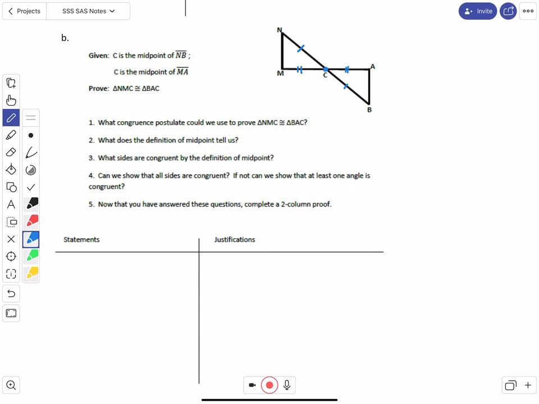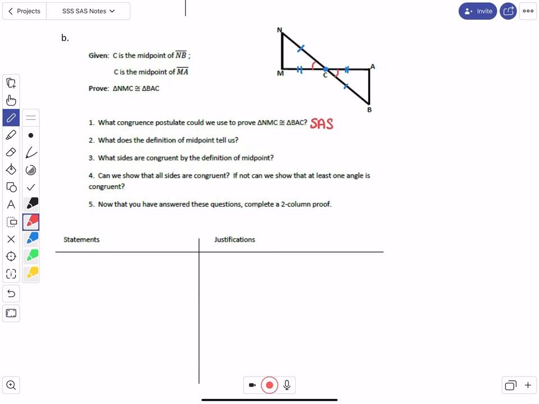So what congruence postulate could we use? So think about another thing that we also know about our angles. So what kind of angles are formed here? We know that these angles are congruent, and remember, what kind of angles are those? Those angles, if you remember way back, are vertical angles. And so what we formed here is side angle side.